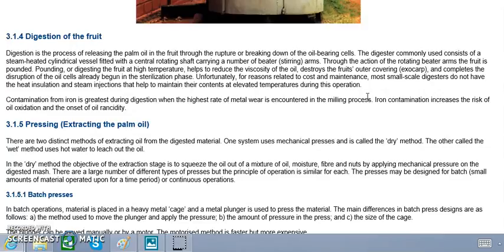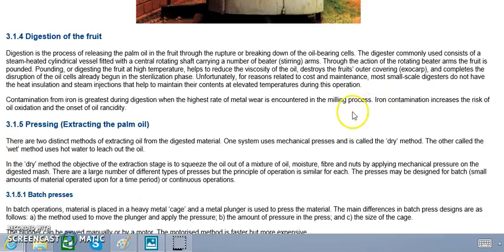So from what we're reading, contamination from iron is greatest during digestion, when the highest rate of metal wear is encountered in the milling process. Iron contamination increases the risk of oil oxidation and the onset of oil rancidity. So you need to be careful in this process. Make sure that whatever you're doing, this is something to look at. Don't let the iron contaminate your oil.